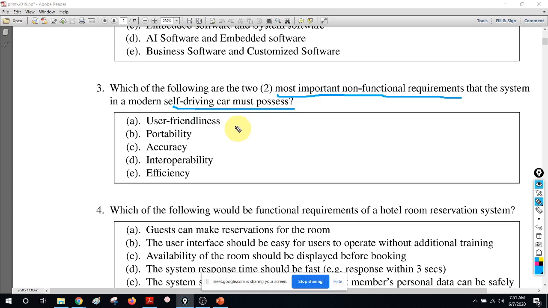User friendliness, portability, accuracy, interoperability, efficiency. Again, this is a very, very open question. There can be a lot of disagreement, because two people will look at it in two different ways. So don't worry about that.